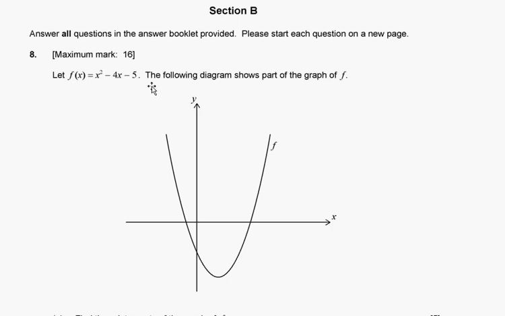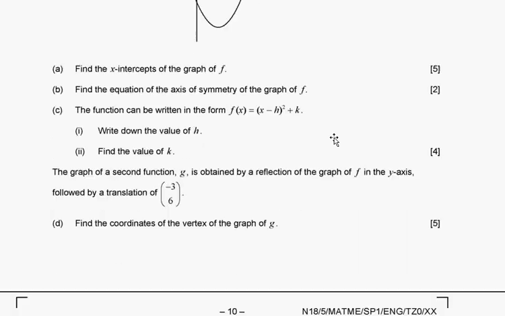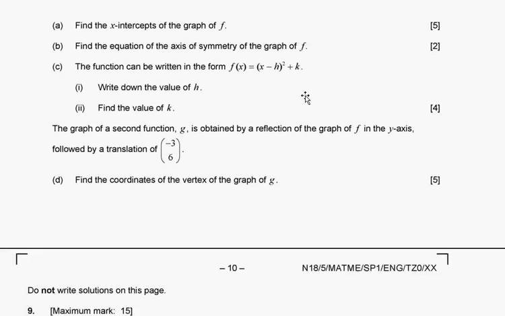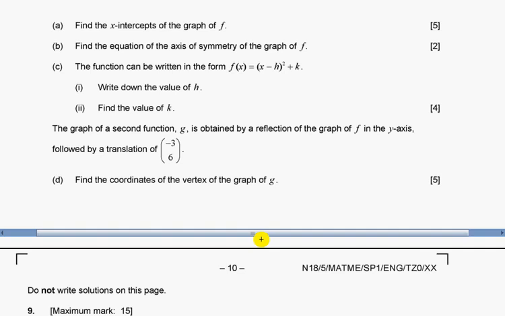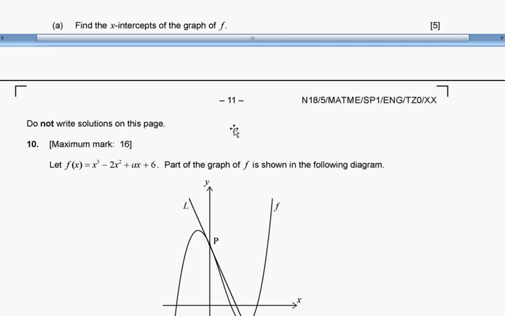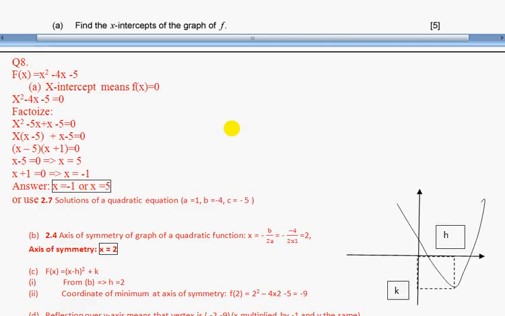So we have functions. The following diagram, this is a quadratic parabola, this is a parabola. Find the x-intercept of the graph. So we need to do the solutions a bit aside. So here we have the solution. Find the x-intercept of the graph of y.